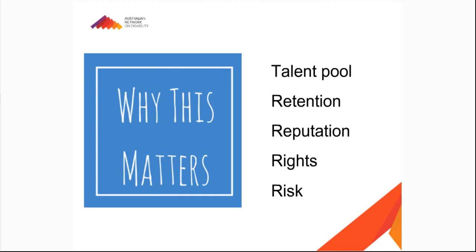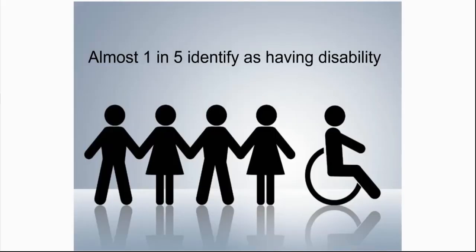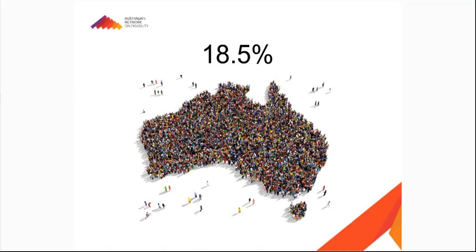Now on to some statistics. So almost 1 in 5 Australians identify as having disability. That's 18.5% of our population, or approximately 4.3 million Australians.